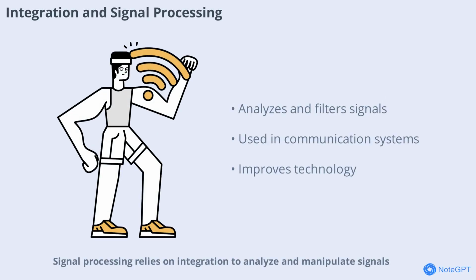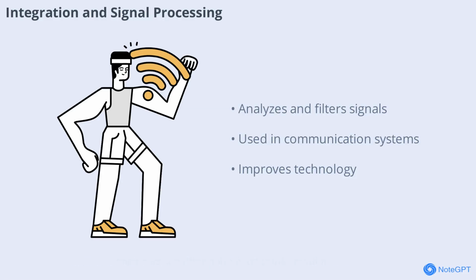Signal processing relies on integration to analyze and manipulate signals such as sound or images. By integrating signals over time or space, engineers can filter noise, extract information, and improve communication systems. This application is crucial for modern technology, from smartphones to medical devices.